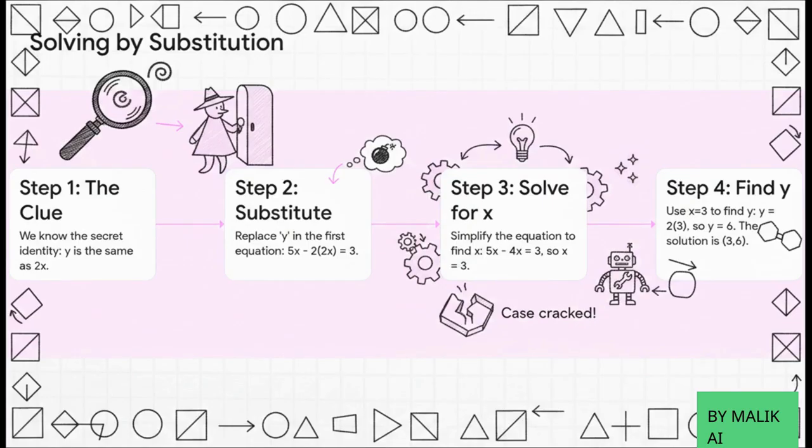But wait, we need its partner. We just plug our new value, x equals 3, back into that first clue, y equals 2x. So y equals 2 times 3, which is 6. Our full solution is (3, 6).